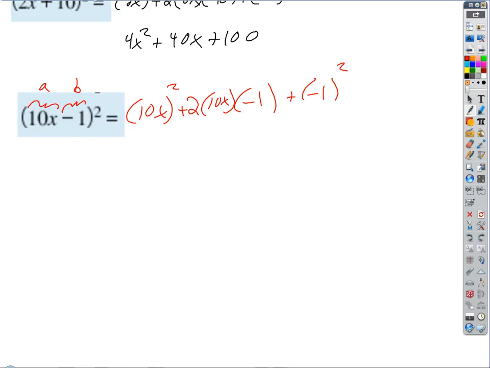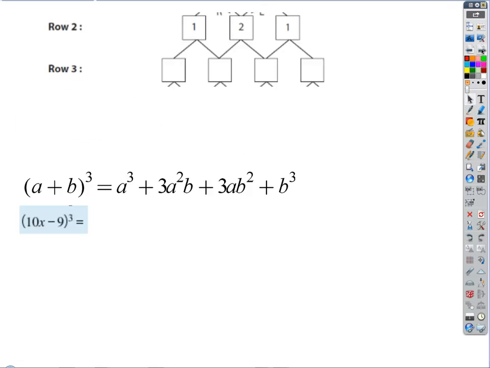What's 10x quantity squared? Good. We've got to square the 10, square the x, so 100x squared. 2 times negative 1 is negative 2 times 10, negative 20x, and then negative 1 squared is positive 1, right? Okay, so we can do the same thing then for row 3.